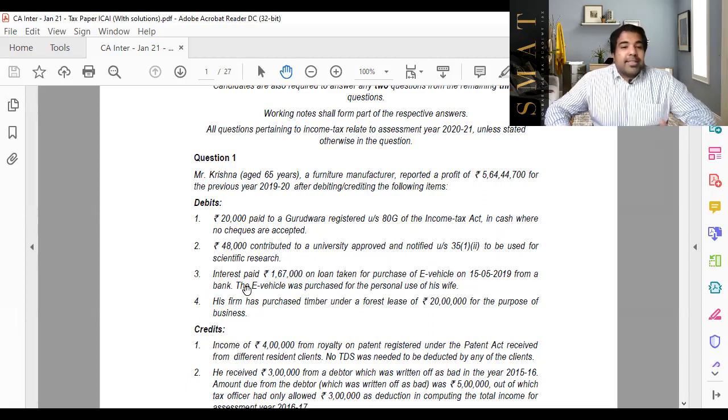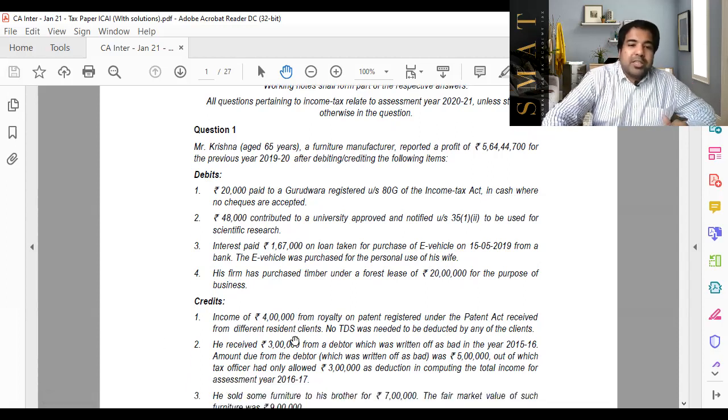Next, the e-vehicle was purchased for the personal use of the wife. Guys, personal use is not allowed. So if this is minus, you'll have to add it back. Last, his firm has purchased timber under a forest lease of 20 lakh for the purpose of business. Guys, any expenditure for the purpose of business, you have taken the deduction already because it's after debiting the following items and you've taken a deduction. That is perfectly normal. No adjustment for this one.